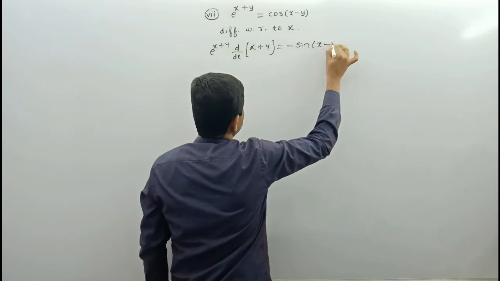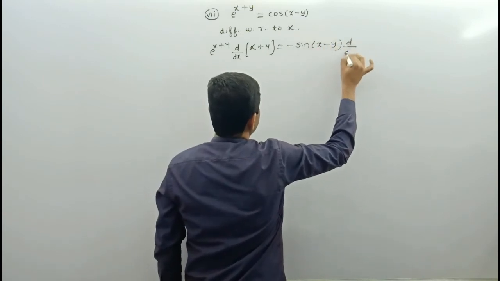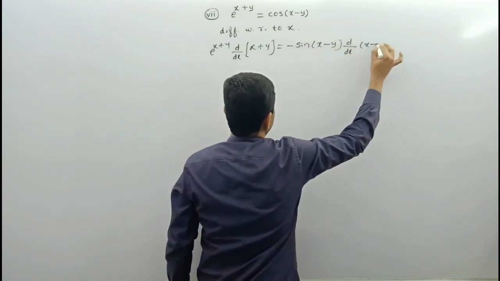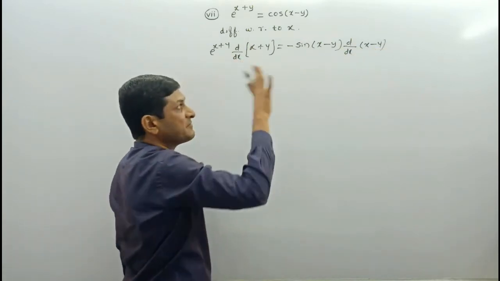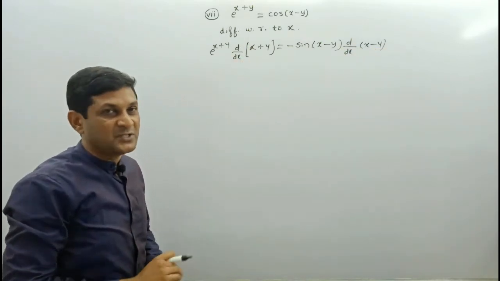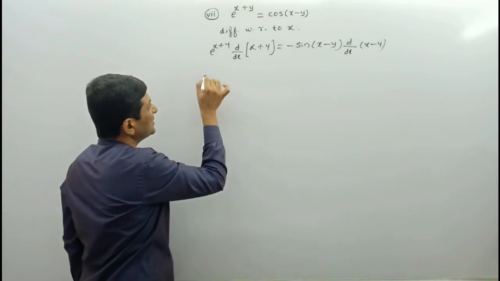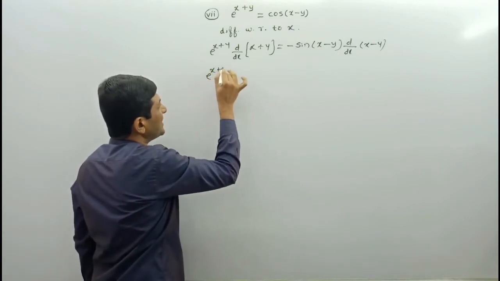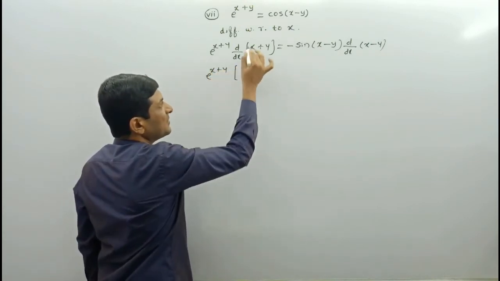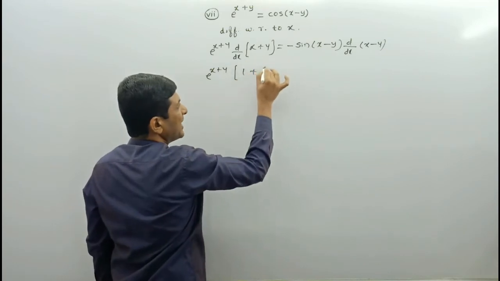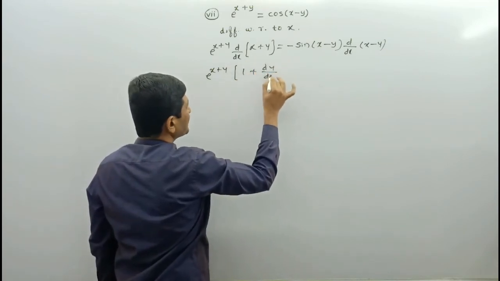What is f of x? x minus y, into derivative of f of x, means derivative of x minus y. We are just differentiating both sides by using standard formulas. Now here, e raised to power x plus y, keep it as it is. What is the derivative of x? 1, and derivative of y will be equal to dy by dx.